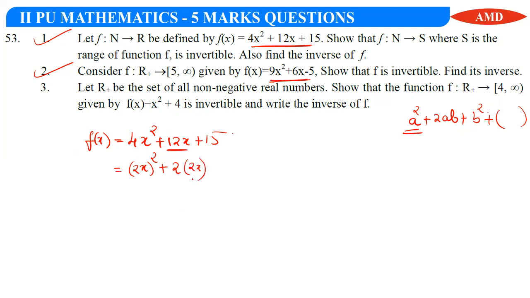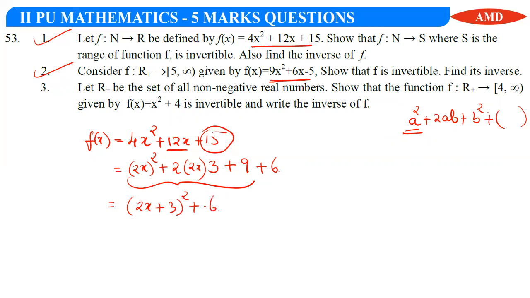But what we have here is 12x. What we have written here is just 4x. Into 3, if I write, it becomes actually 12x. Plus b square is nothing but 3 square, that is 9. Plus we have actually 15 here, but I have written only 9. To balance it, I'll add 6 here. Now the first 3 terms are in the form of a square plus 2ab plus b square. So they can be written as 2x plus 3 whole square plus 6.